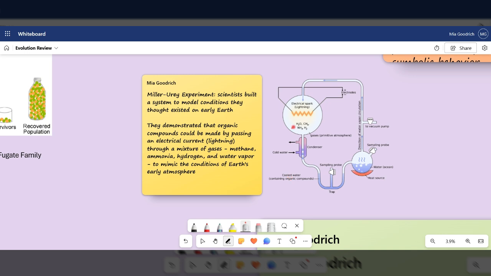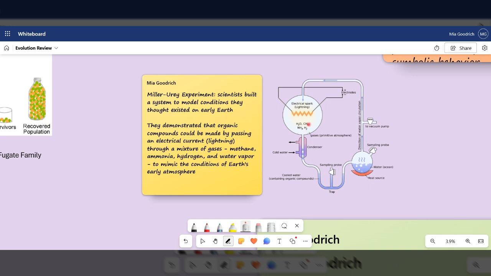Over here we have water, which is H2O. CH4 is methane. NH3 is ammonia. H2 is hydrogen gas. Okay, so these are all the gases that we would have found in Earth's early atmosphere.